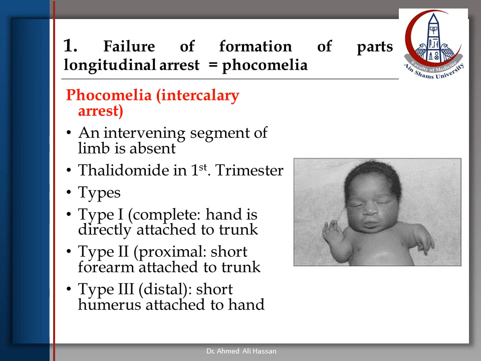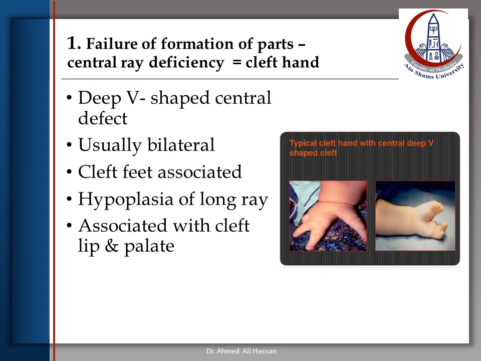The third type, as we say, is phocomelia, intercalary arrest. This is where an intervening segment of a limb is absent, and it's claimed that thalidomide, the drug, when taken in the first trimester of pregnancy, results in phocomelia. There are three types. Type 1, the hand is directly attached to the trunk. Type 2, the proximal type, a short forearm attached to the trunk. And type 3, distal, a short humerus attached to the hand.